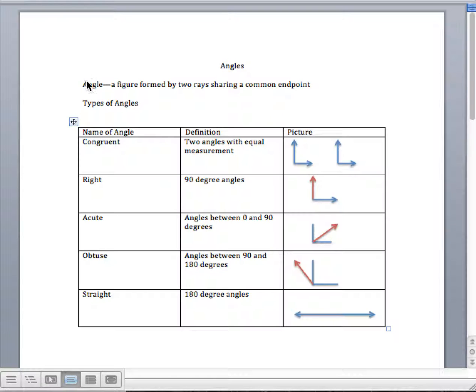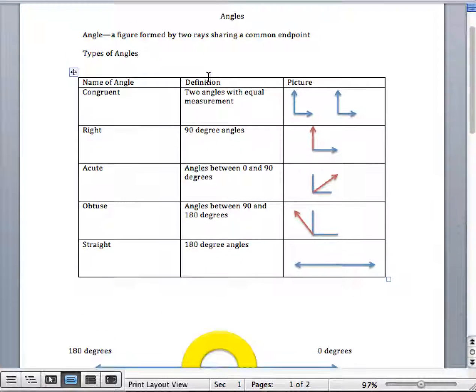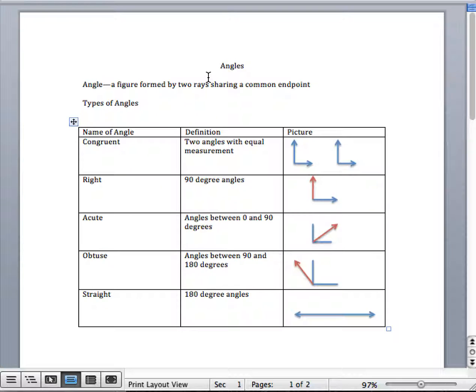So an angle is a figure formed by two rays sharing a common endpoint. And that's kind of a technical way of putting it. So we're going to look at the types of angles as a way to explain that. Ignore my beautiful sunset down there. That's no longer relevant. But so, types of angles: there's congruent, right, acute, obtuse, and straight.